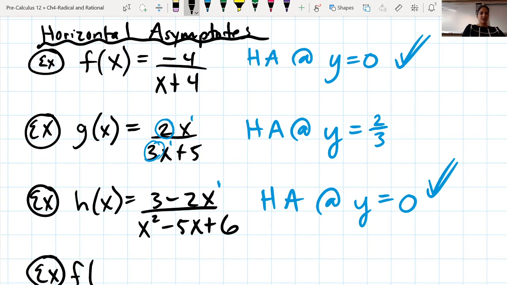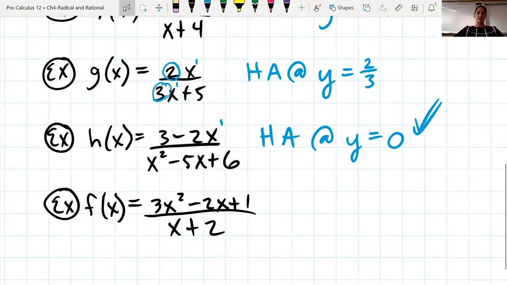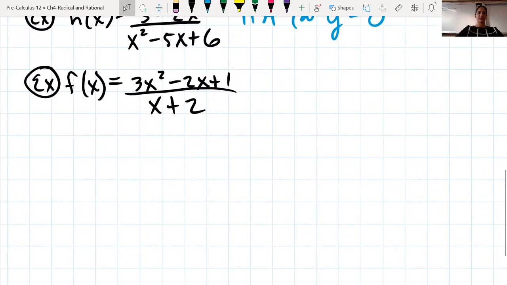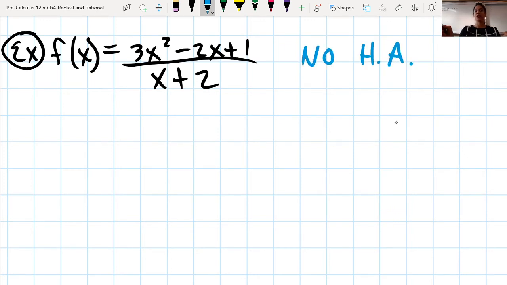Okay, and then there's this scenario. Let's say we have f of x equals 3x squared minus 2x plus 1, and that's all over x plus 2. Let's analyze the degree of the top and the bottom. So in this case, at the top, it's x squared, and at the bottom, it's x. When that's the case, when the degree of the top is bigger than the bottom, there is no horizontal asymptote at all.